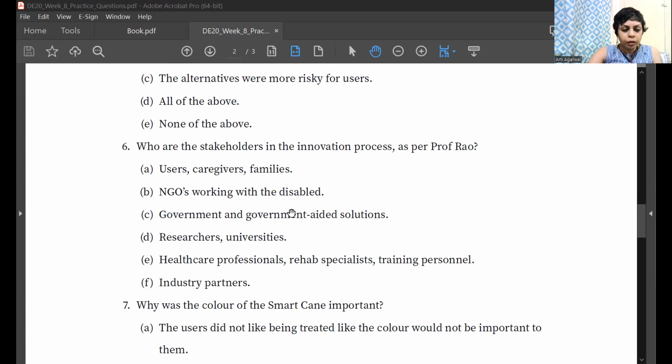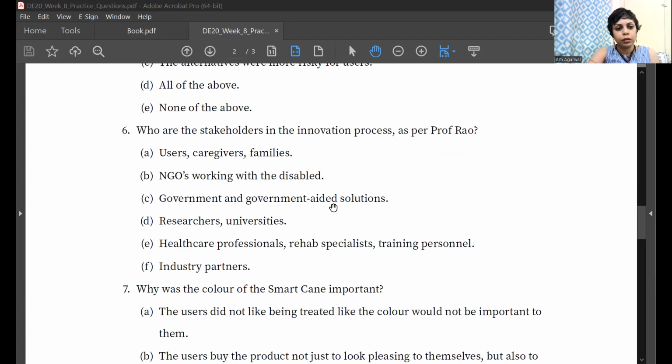And these are the options. This is actually taken right from the slides. So if you have any confusions, you can go back and refer to the slides. This is, I think, the first part of the lecture. Let's go over each of these one by one. Okay, so the first is, of course, the users. They are the most important primary stakeholders. Then their caregivers and families.